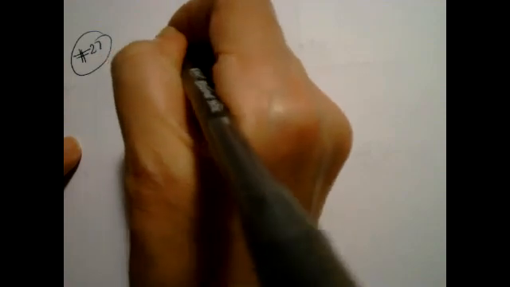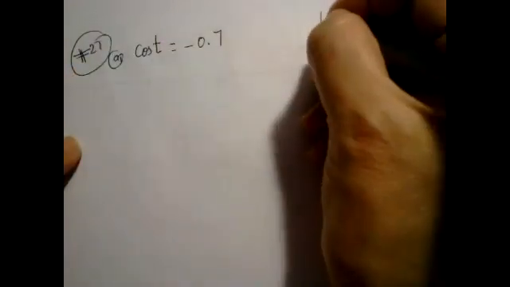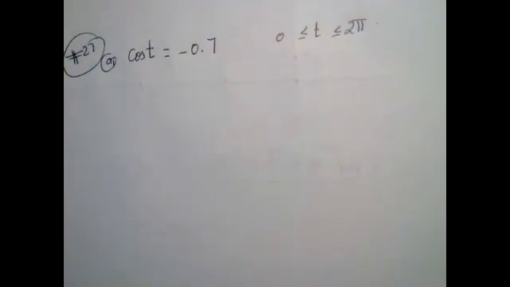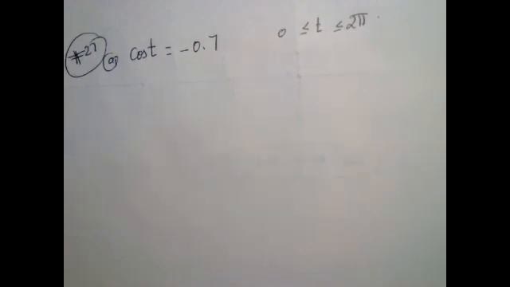Is cosine. Let me write cosine t, because I think they should have used cosine t. Minus 0.7. And I want you to give me all the solutions between 0 and 2 pi. I give you 2 minutes for the answer, and I want them on chat quickly.